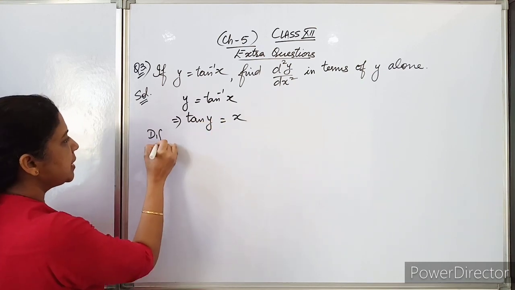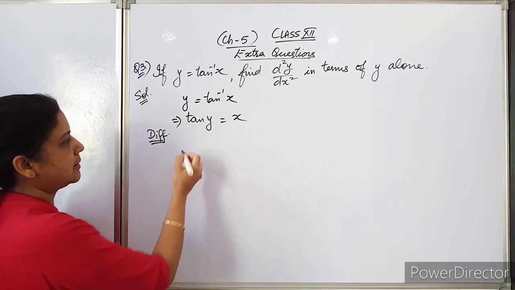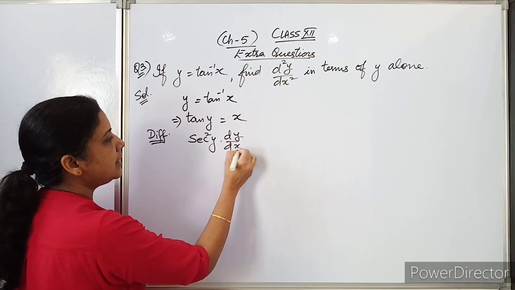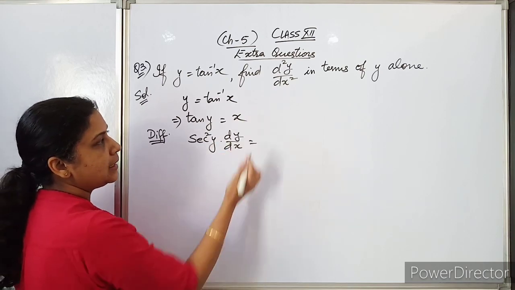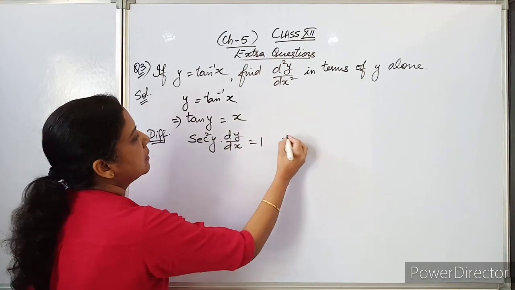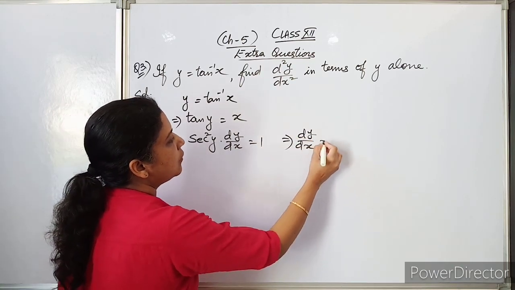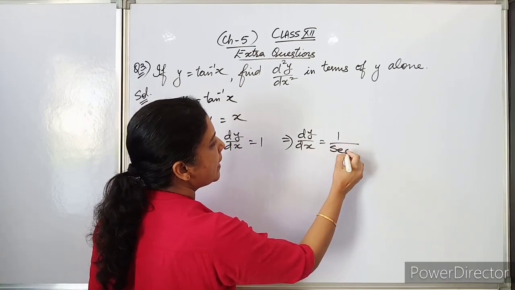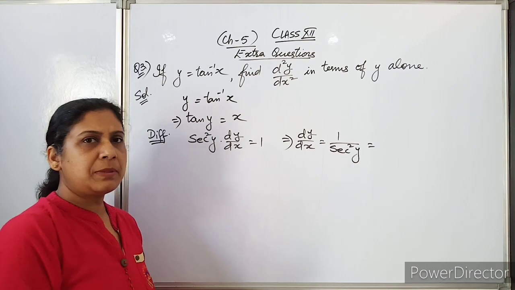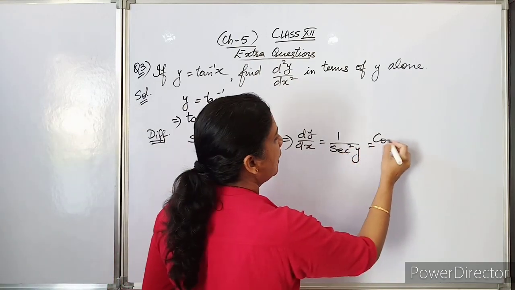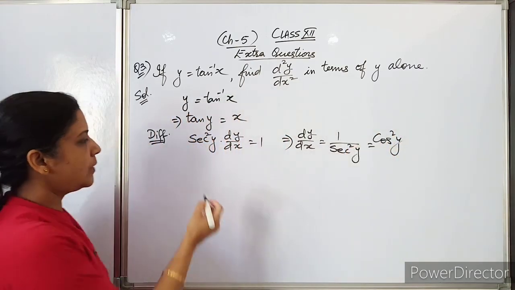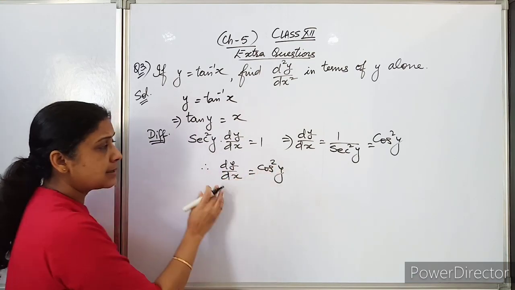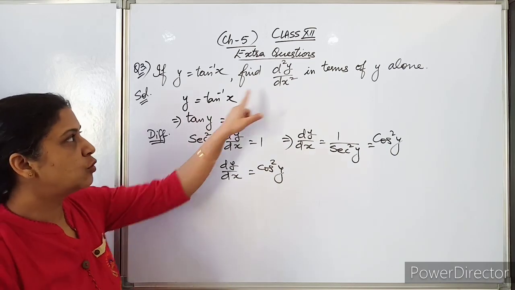So, differentiating with respect to x, secant square y into dy by dx by chain rule is equal to the derivative of x with respect to x, that is 1. So this gives us the value of dy by dx as 1 by secant square y. And if I simplify this 1 by secant square y, it is cos square y. So we get dy by dx as cos square y. But this is the value of the first derivative only, and we have to move to the second derivative.